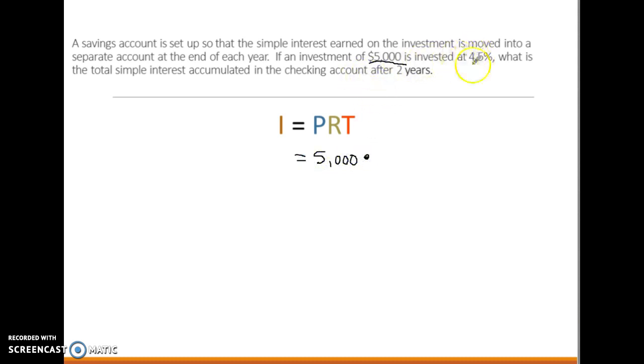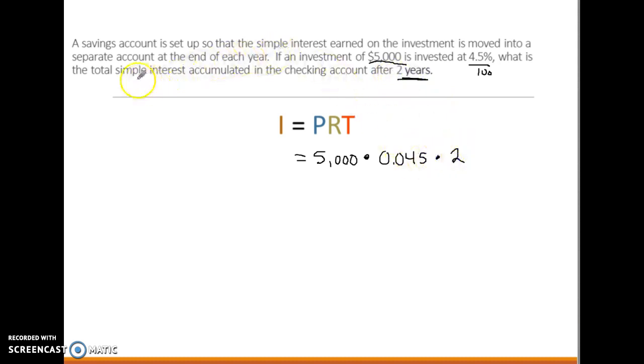And then the rate is 4.5%. Make sure you convert that so that it's not a percent. Dividing by 100 essentially moves the decimal 2 places to the left. So we're actually multiplying by 0.045 as the equivalent. And then the time says after 2 years, so that's what we're going to put in for T.